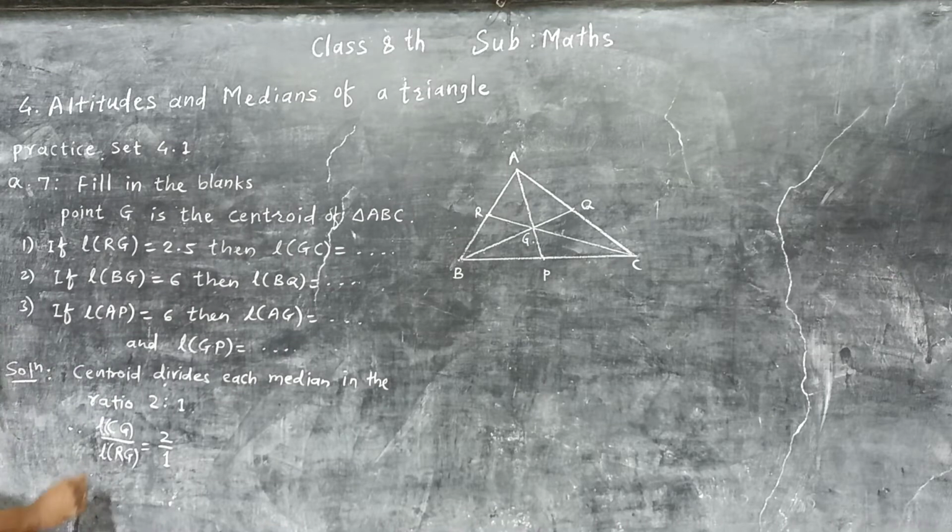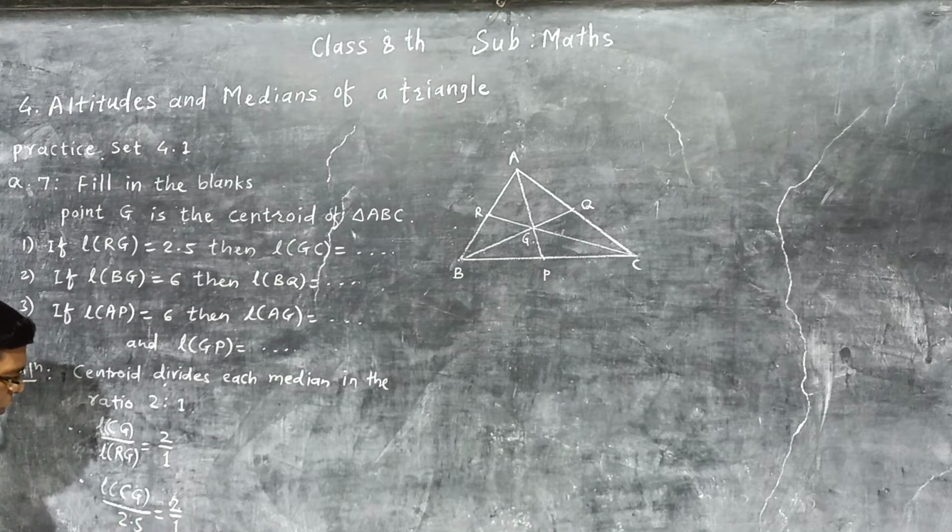Now RG is given, therefore CG upon RG, 2.5 is equal to 2 upon 1. Now by cross multiplication, length CG is equal to 2.5 into 2, that is 5.